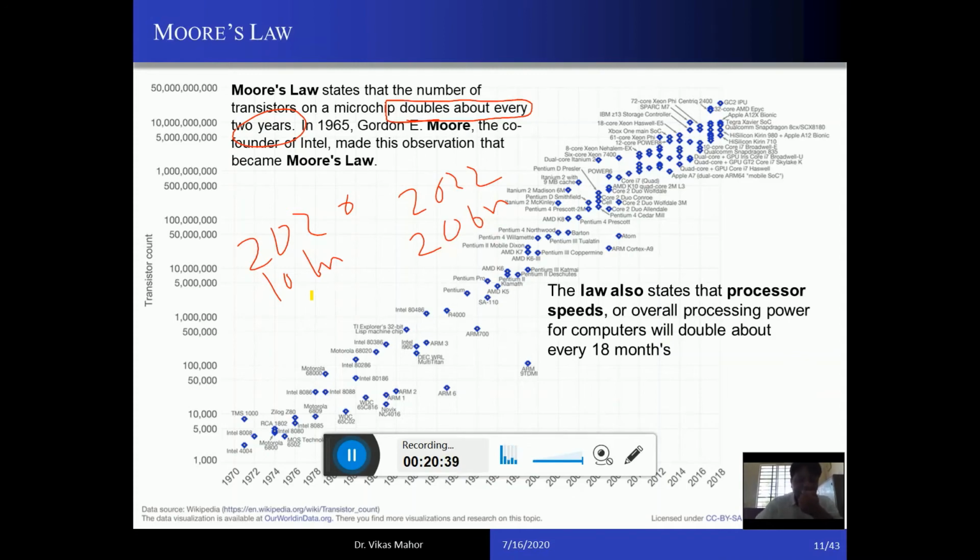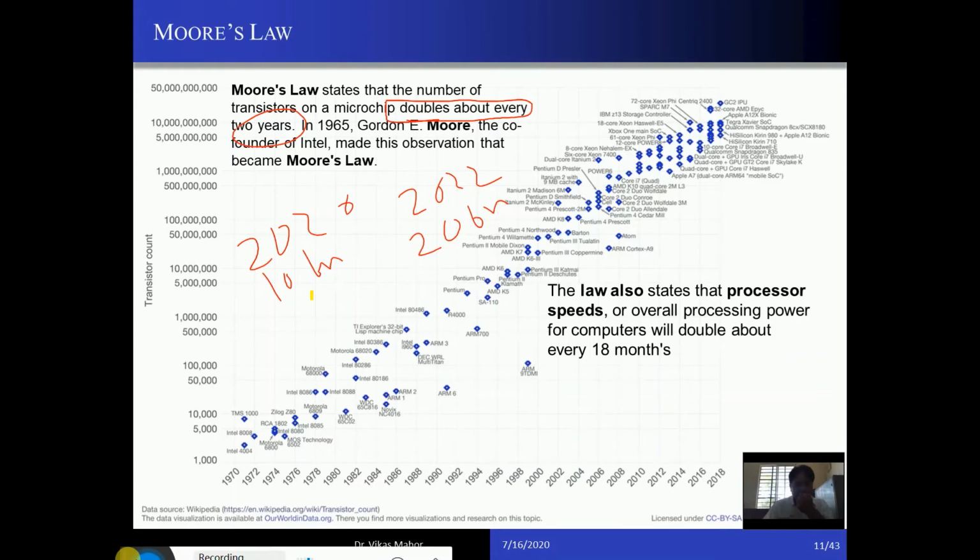Fine. So Gordon Moore observed that after every 2 years, the number of transistors on a single IC becomes double. Because you are scaling the ICs and putting more and more transistors onto the same IC. Why are you putting more transistors? To increase its functionality. Fine. So he observed that after every 2 years, the number of transistors became double.